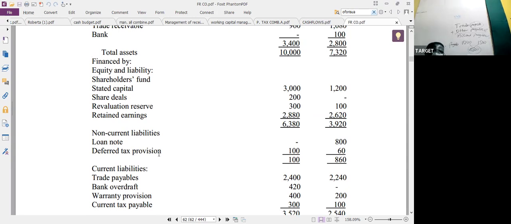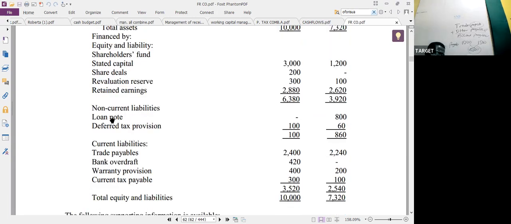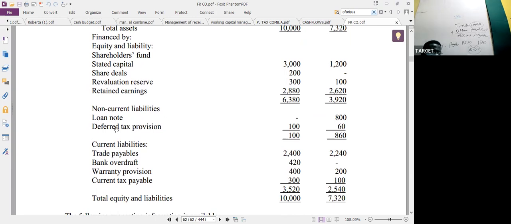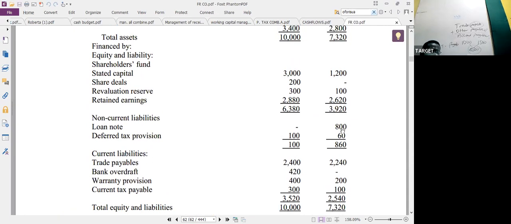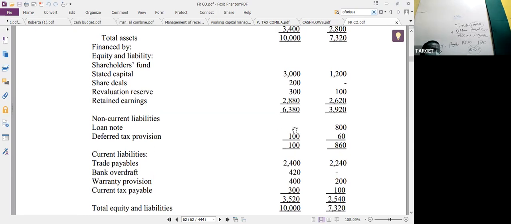Have you seen? Now let's go. All the non-current liabilities, with the exception of deferred tax, should go to financing activity. Loan note. What do you see here? The loan note. What's the amount here? 800. But at the end, it is what? Dash. It means that the company paid all the loans. And that is why it has decreased the cash.